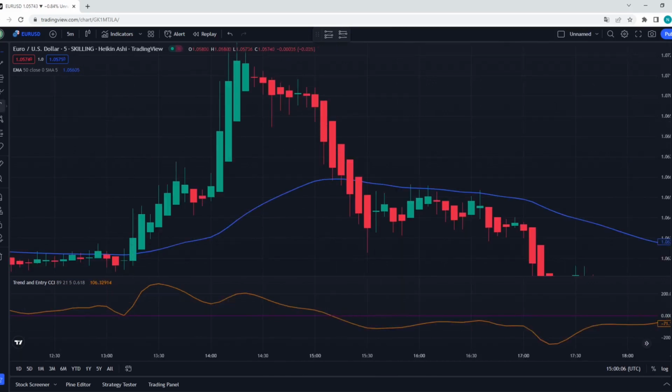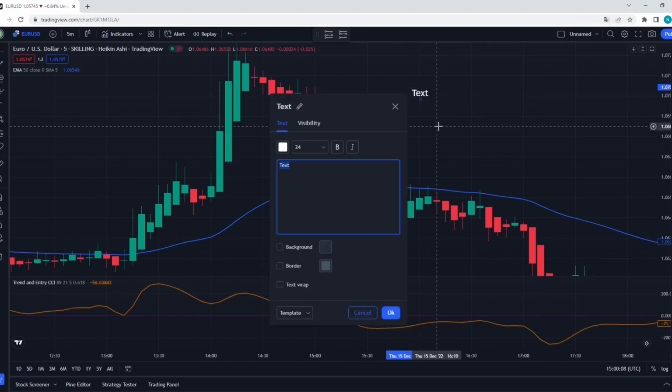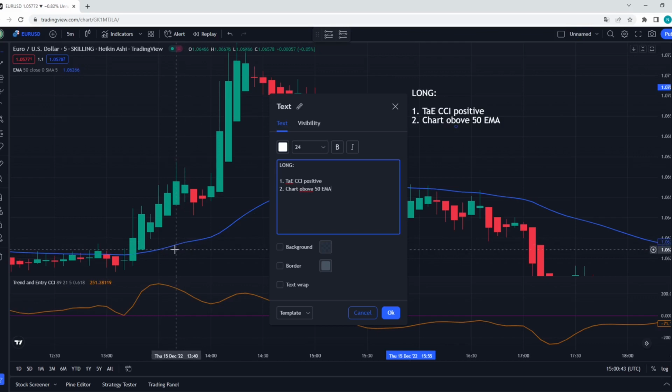So let's start now with the rules for a long trade. I will write it down for you over here. So for a long trade, the first thing that you want is to have the trend and entry CCI above the purple line, so in the positive area. I write down the T and entry CCI is positive. Then the second, you want to have the chart above the 50 EMA, so above the blue line.